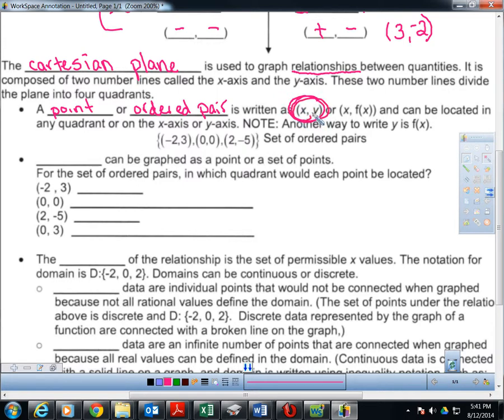Your x always comes first no matter what. So when you see points inside parentheses, you automatically know that that first number is your x and that second number is your y. If you need to label them every time, that's fine. I don't care, but you have to know that that first one is your x and the second one is your y. And they're going to be located in any quadrant or on the x-axis or the y-axis. After that, the next blank is relations.